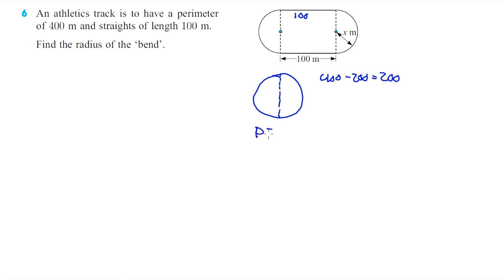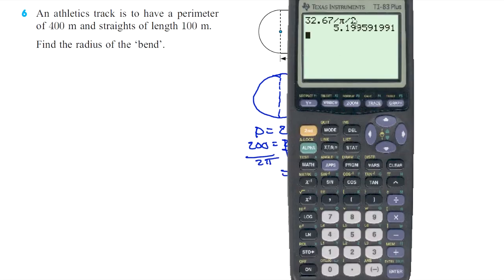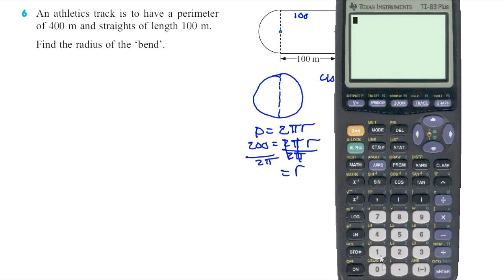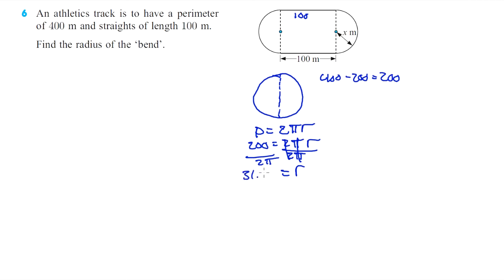So we're looking for the radius, so perimeter is 2 times pi times r. We know the perimeter is 200, so 200 equals 2 times pi times r. We want to divide both sides by 2 pi, and that will tell us what our radius is. So let's do 200 divided by 2 and divided by pi. We get 31.83. Let's go with 31.8 meters as the radius of the bend.